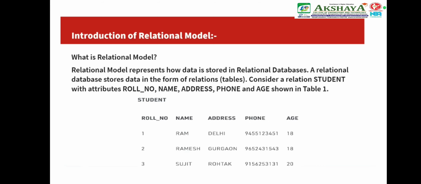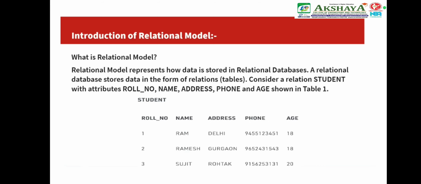Relational instance. The set of tuples of a relation at a particular instance of time is called a relational instance. Table 1 shows the relational instance of student at a particular time. It can change whenever there is insertion, deletion or updation in the database.